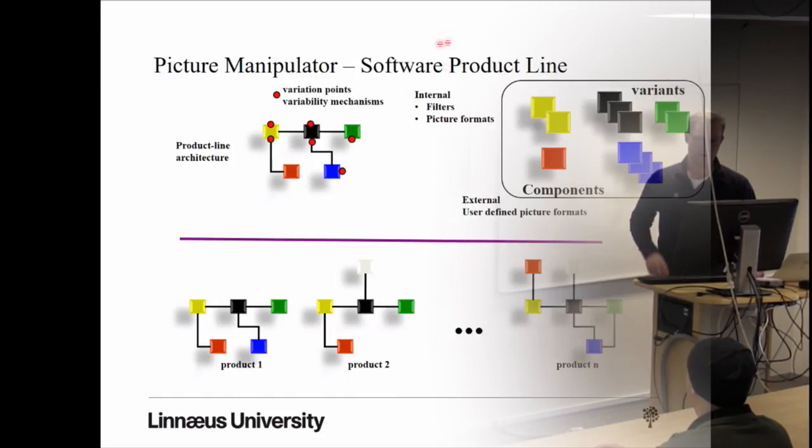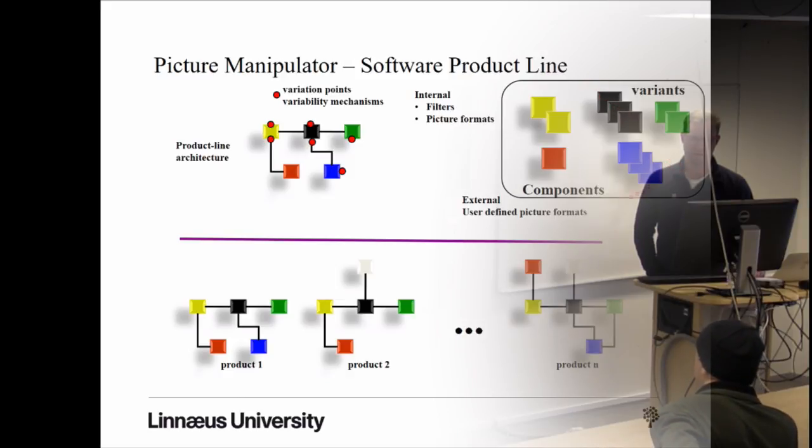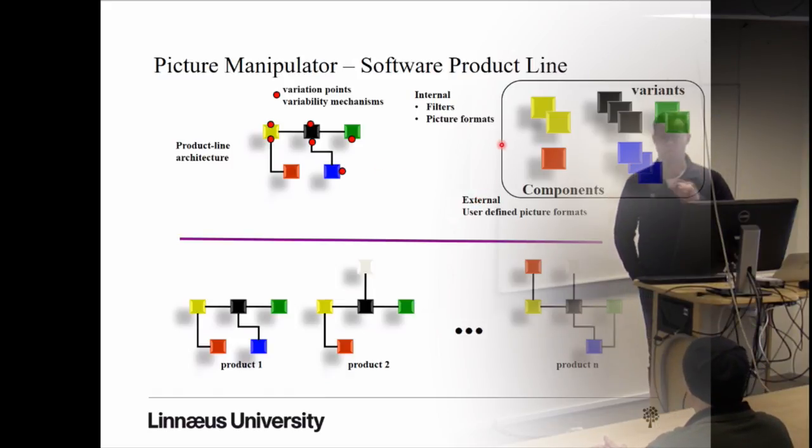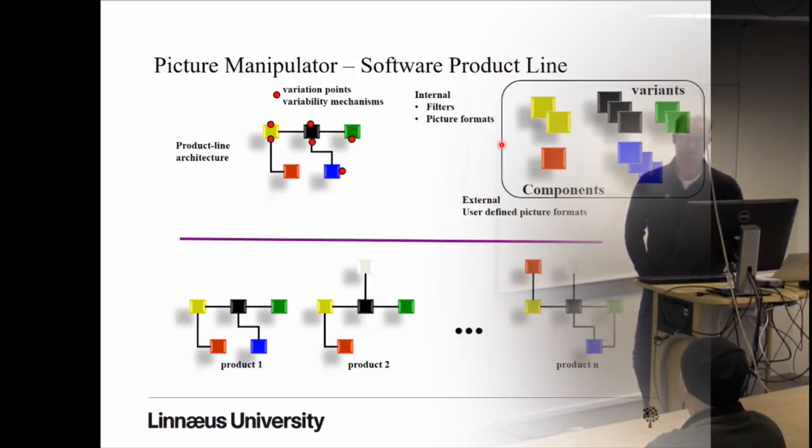Then you have your internal components, filters, picture formats, etc. And you have variants of them. You have support for JPEGs, you have support for GIFs, you have support for various manipulations. Okay. You can also have external components, not part of your software product line, but still it's possible for a customer to define their own picture formats and make them work in this picture manipulator product line.